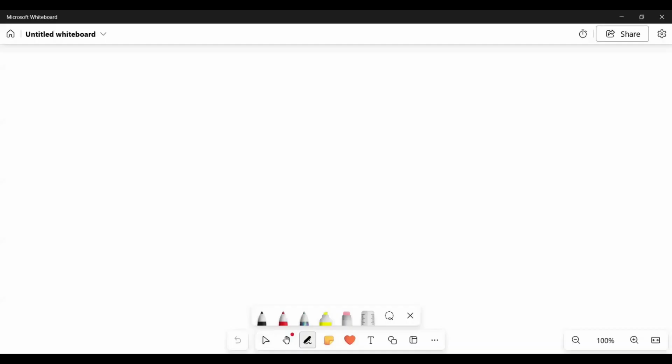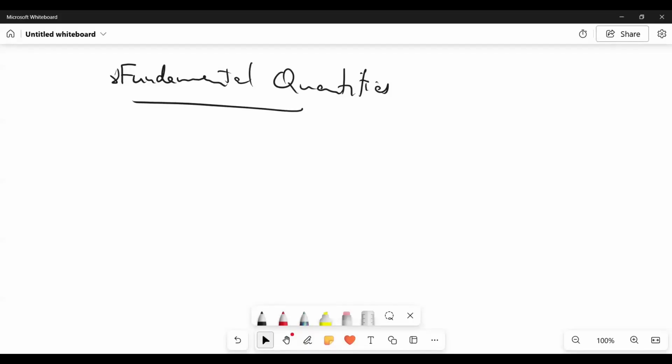Good. So the last day, we dealt with fundamental quantities, right? And we looked at what we call the basic or the base quantities in physics, right? We also talked about what we call derived quantities, right?